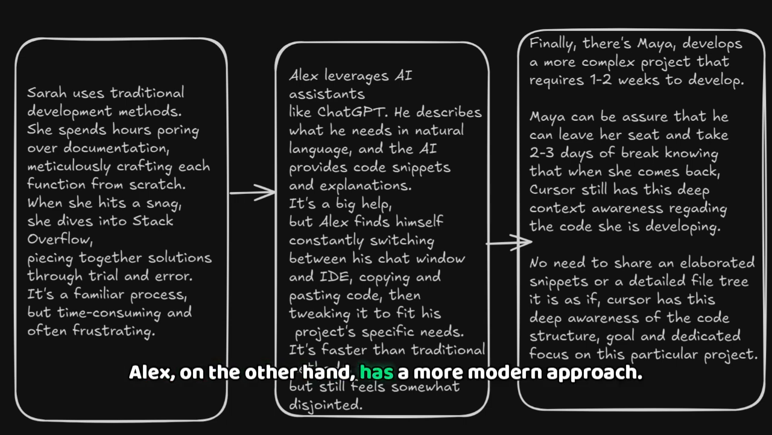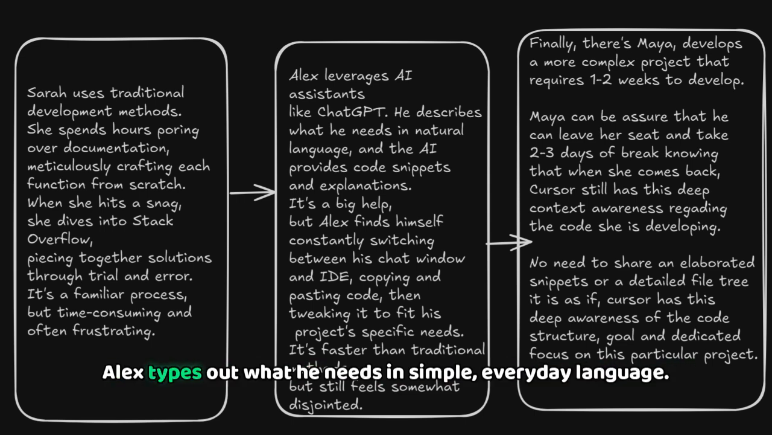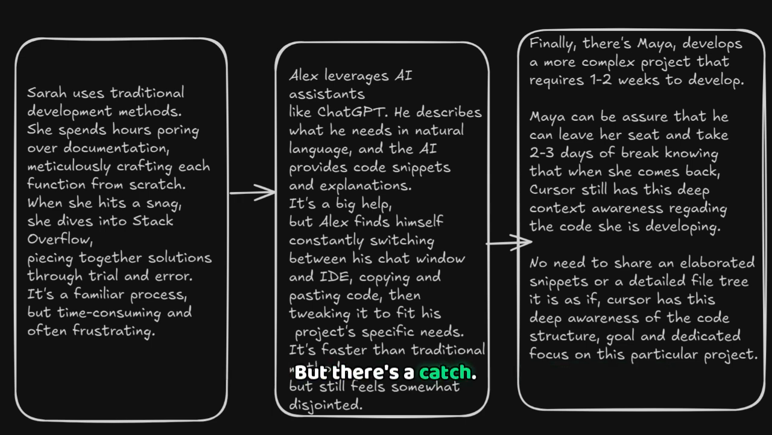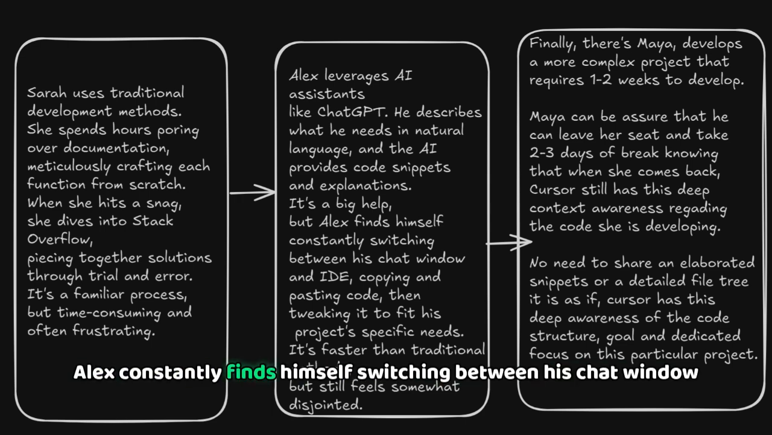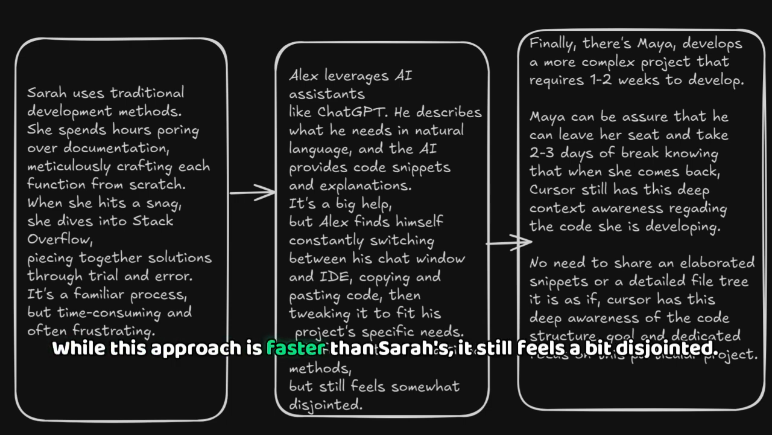Alex, on the other hand, has a more modern approach. He leverages AI assistants like ChatGPT to help him with his code. Alex types out what he needs in simple, everyday language, and the AI responds with code snippets and explanations. It's a big help, saving him from poring over documentation. But there's a catch. Alex constantly finds himself switching between his chat window and the code editor, copying and pasting suggestions, then tweaking them to fit his project's needs. While this approach is faster than Sarah's, it still feels a bit disjointed.